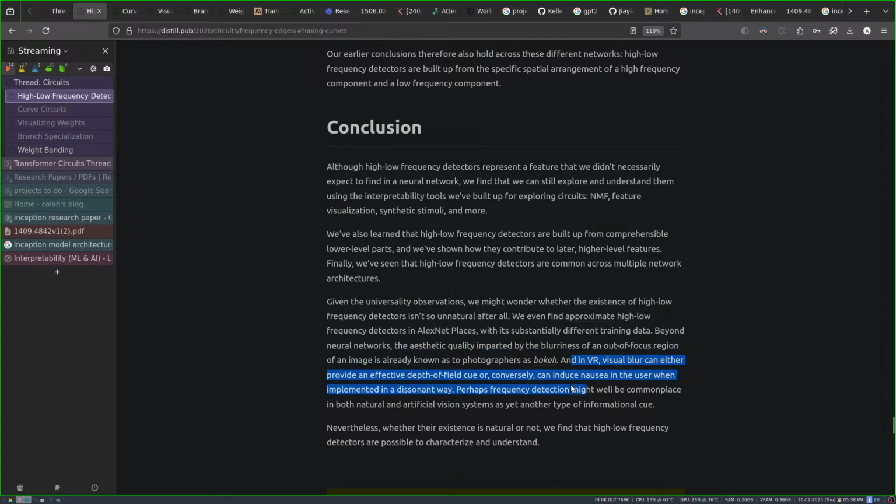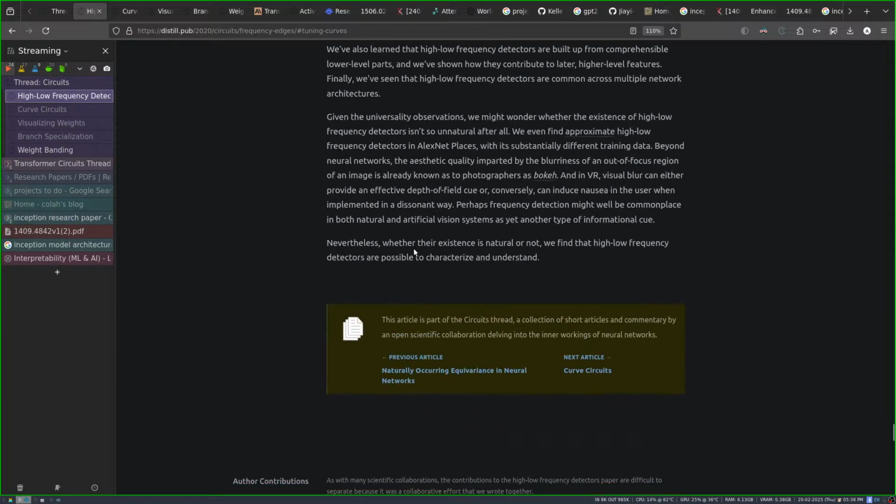In VR, visual blur can provide effective depth cues. A high-low frequency detector might well be commonplace in both natural and artificial vision systems as yet another type of information cue. Nevertheless, whether the existence is natural or not, we find that high-low frequency detectors are possible to characterize and understand.